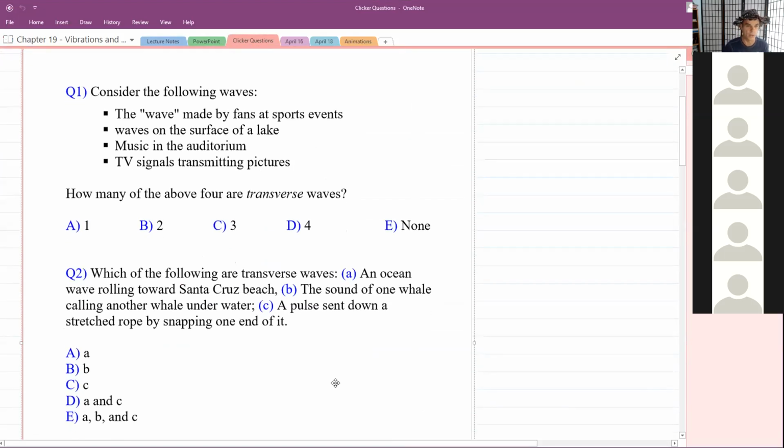So let's look at question 1. It says, consider the following waves. A wave made by fans at sporting events. So if you haven't been to a sporting event, as people are sitting down, everybody goes, woo! Waves made on the surface of a lake by water, music in an auditorium, and you can tell this is an old question, TV signals transmitting pictures. We don't really have TV being transmitted the way it used to be. But the question is, how many of the 4 are transverse waves?